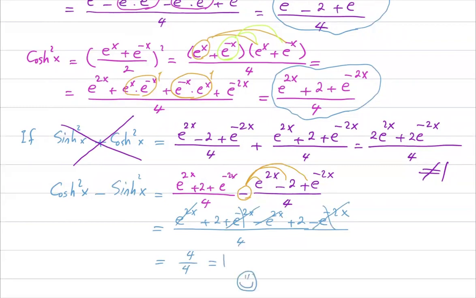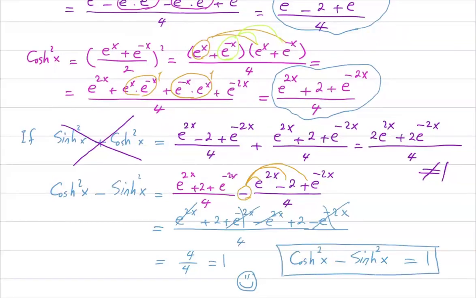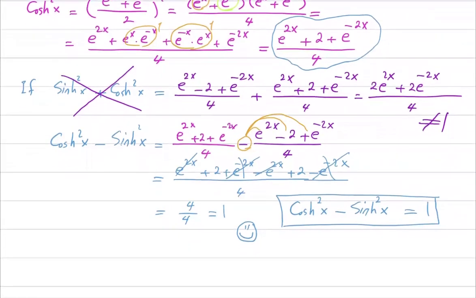We are happy here. Why? Because we just showed that hyperbolic cosine squared of x minus hyperbolic sine squared of x is always 1. So this is the identity for hyperbolic functions. So you found a nice relation between hyperbolic cosine squared and hyperbolic sine squared, right?